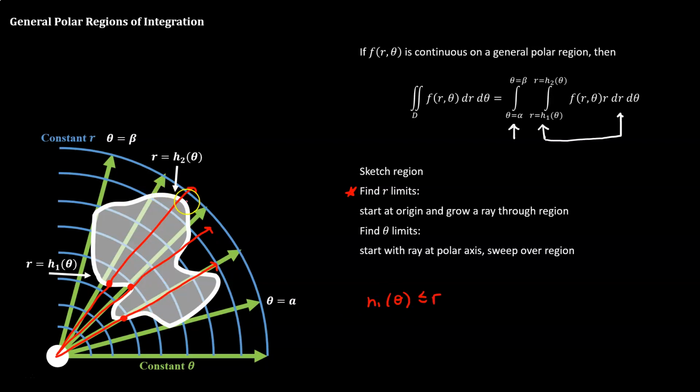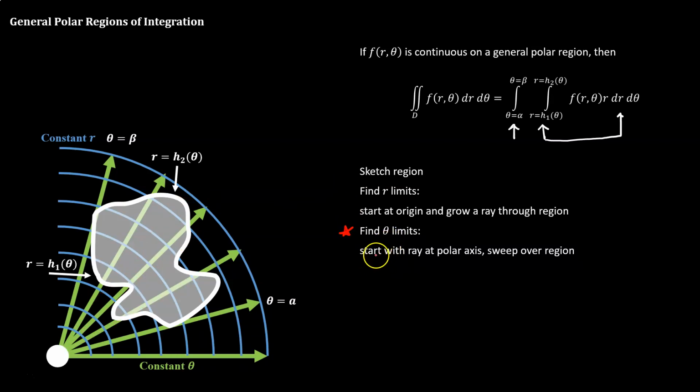And then I can see that each one of these rays is exiting along this boundary, which is defined by this function h2 of theta. And so to find the R limits of integration, we grow this ray through the region, take note of where the ray enters the region, where the ray exits the region, and those will be your lower and upper bounds for R. Now let's talk about how to find the theta limits.